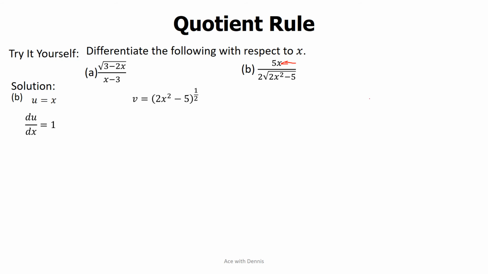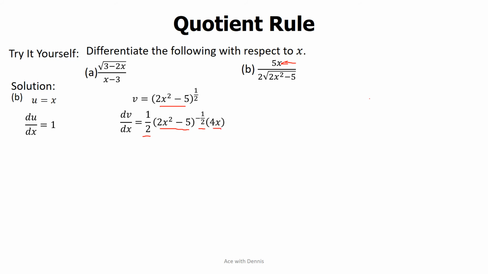Okay, but now I want to do something different. I will just take it as (2x squared minus 5) to the power half. So when I differentiate dv over dx, I will get half. Okay, the power comes down, half. Then copy the bracket, I will get 2x squared minus 5, then power minus 1. So half minus 1, I get negative half. Then I differentiate the bracket. So differentiate 2x squared, I get 4x. Differentiate minus 5, I get 0.